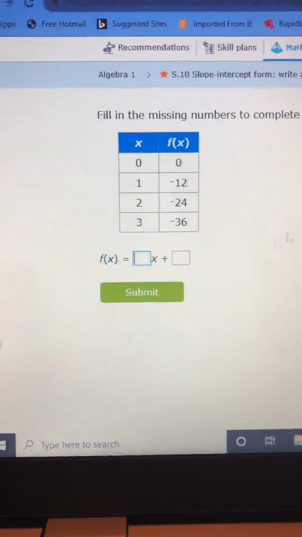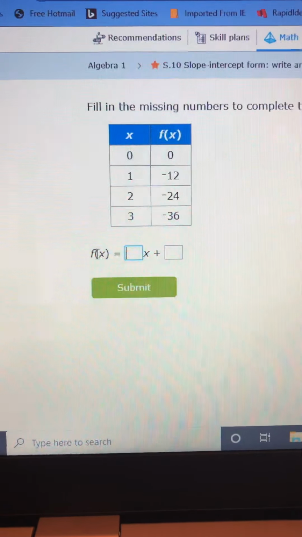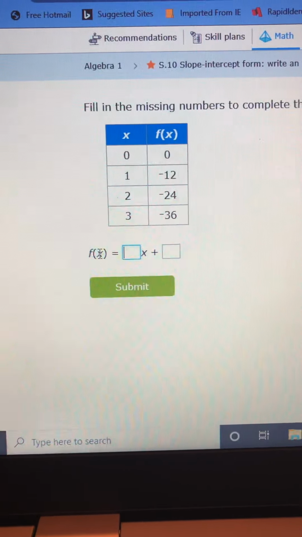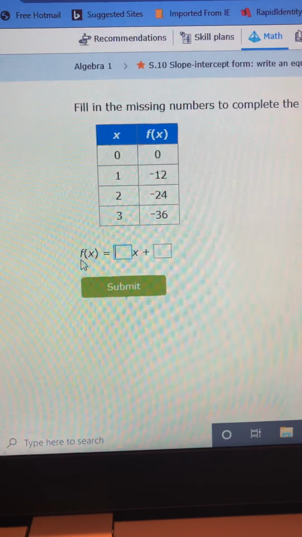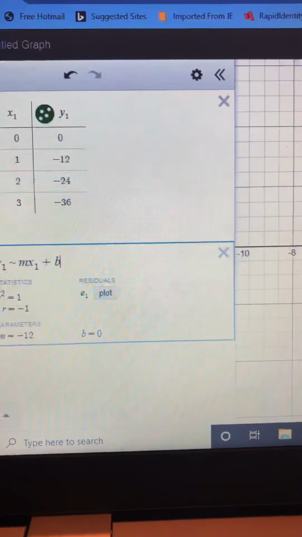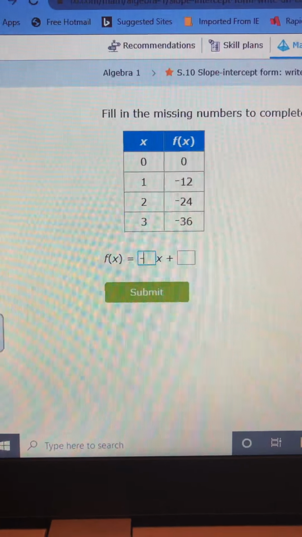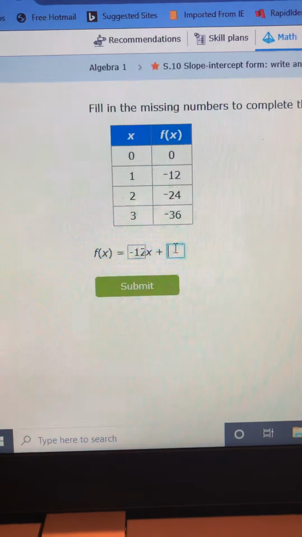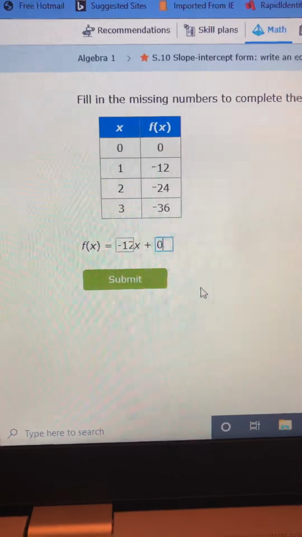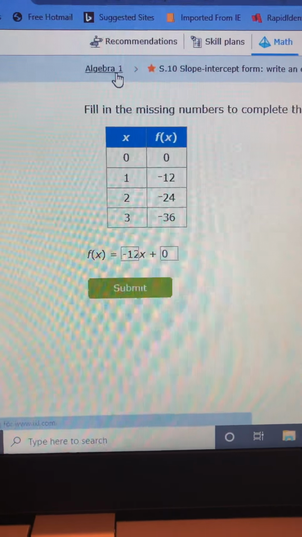So I go back to Desmos. Sometimes it might have me type it in as f of x, and you have to put the parentheses around the x, is equal to your mx plus b. But here I just have to fill in the blanks. So my m was negative 12 and my b was 0. Negative 12 and then 0. So that's how you complete S10. Let's look at S12.